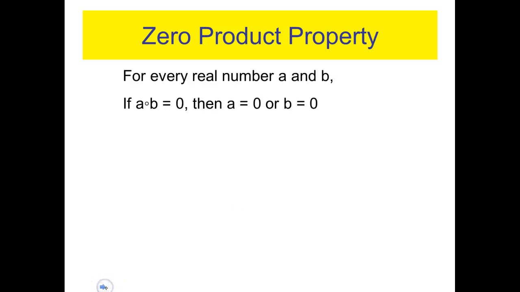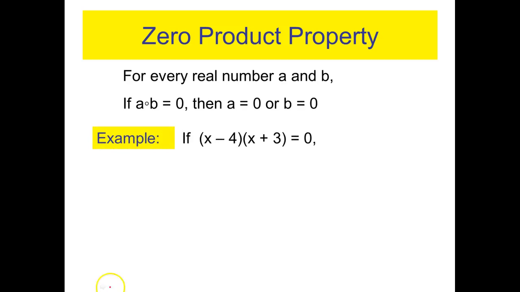When you have two numbers, a and b, if you're multiplying those two numbers and they equal 0, then that means a has to be 0 or b has to be 0. So there's no way to get 0 when multiplying two numbers unless you have a 0. Okay, for example, let's use that now.